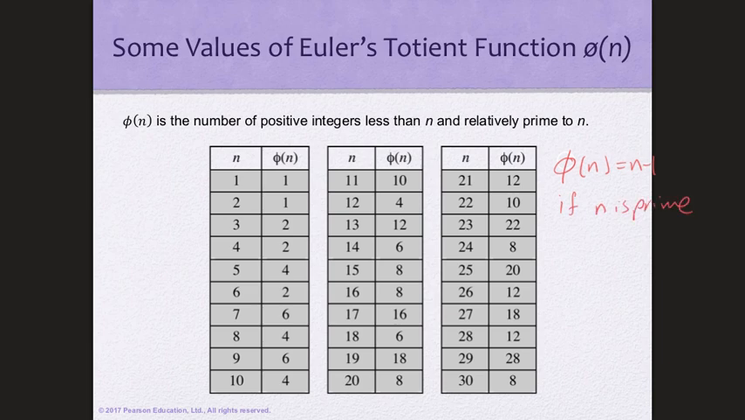So if n is a prime number, then the Euler totient function for that prime number is just the number minus 1, because every other number smaller than a prime number does not have any common factor with that prime number, right? That cannot happen, otherwise it would violate the definition of prime. Any questions so far? Okay.